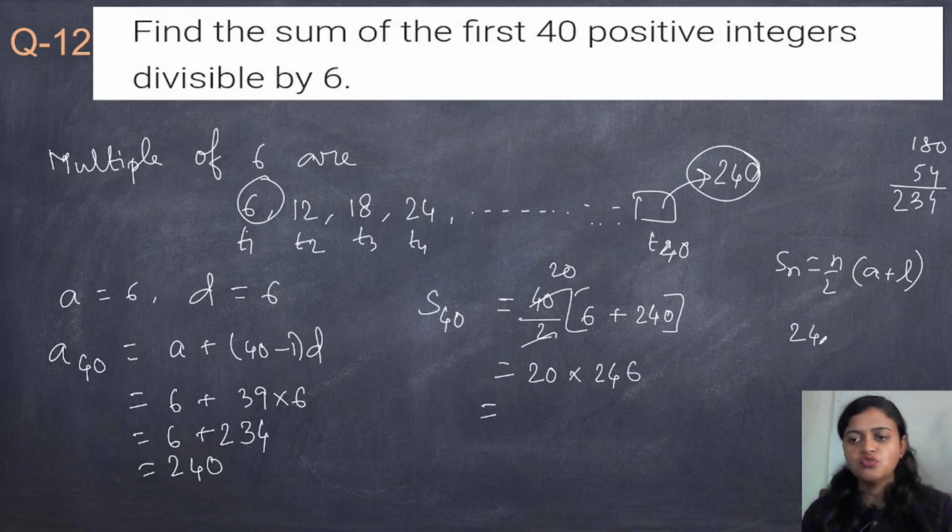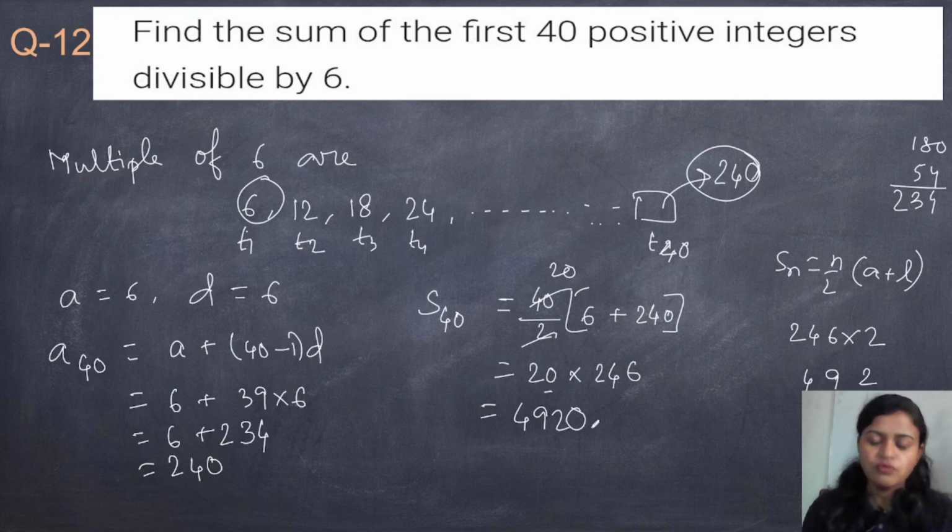So 246 multiplied by 20 gives 4,920. That is the answer here.